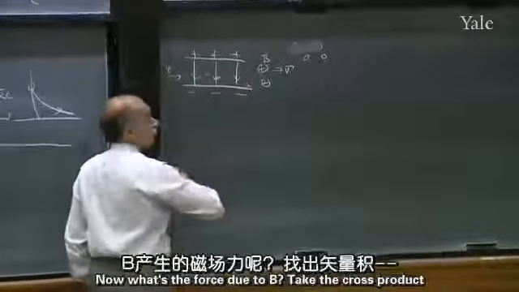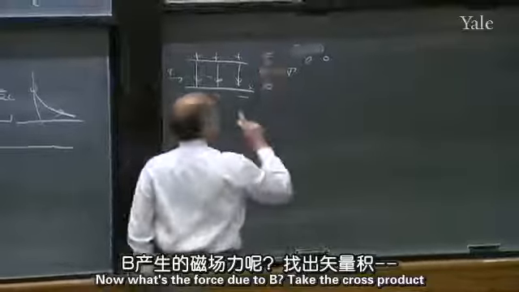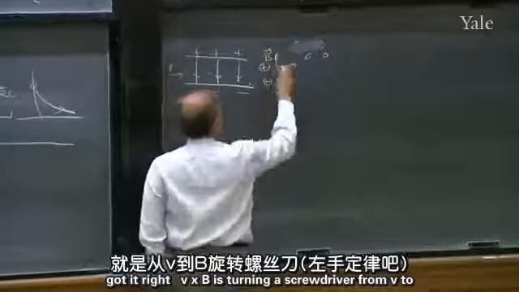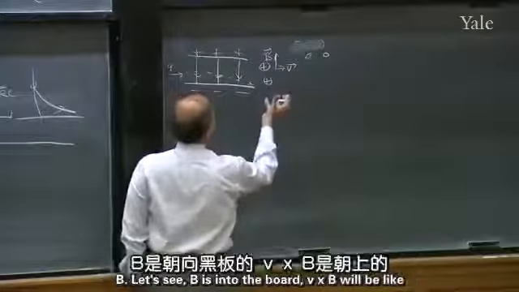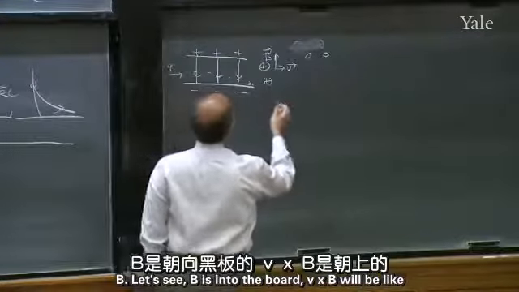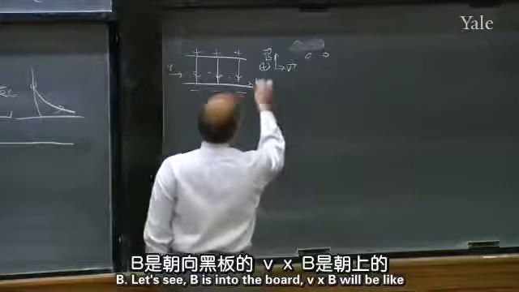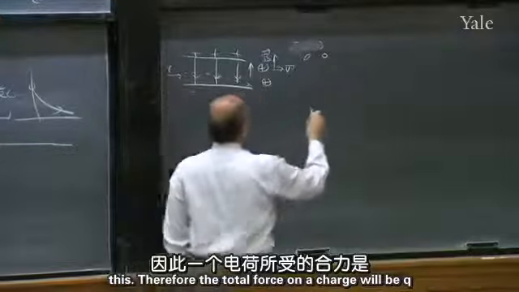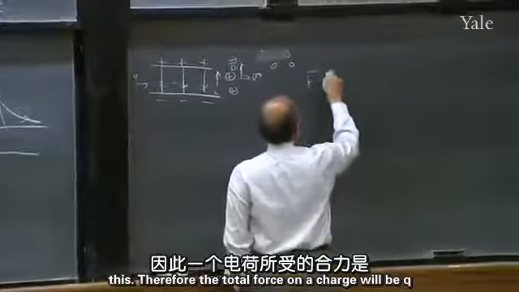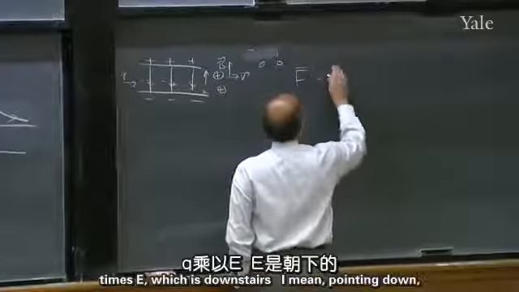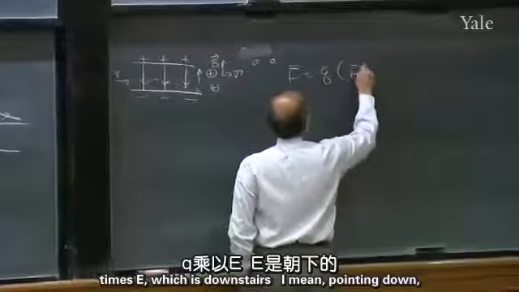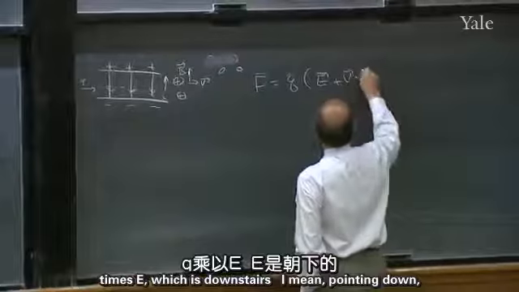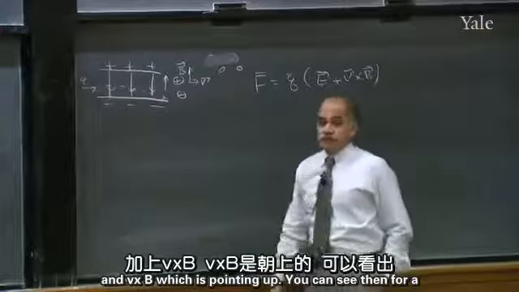Now what's the force due to B? Take the cross product. That's what I was trying to do in my head, make sure I got it right. V cross B is turning a screwdriver from V to B, and B is into the board, so V cross B will be like this. Therefore, the total force on the charge will be Q times E, which is pointing down, and V cross B, which is pointing up.